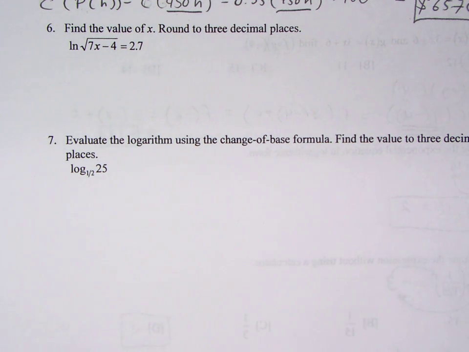Okay, let's look at number 6 here. Find a value of x, round to 3 decimal places. So you have this natural log of the square root of 7x minus 4 equals 2.7.